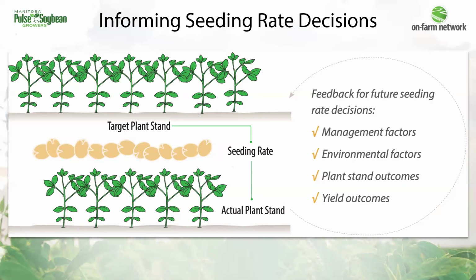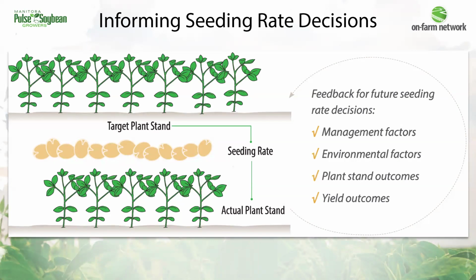Seeding rate decisions start with deciding what living plant stand you are targeting. We recommend a living plant stand for soybeans between 140 to 160,000 plants per acre to maximize yield. So that's where we start.